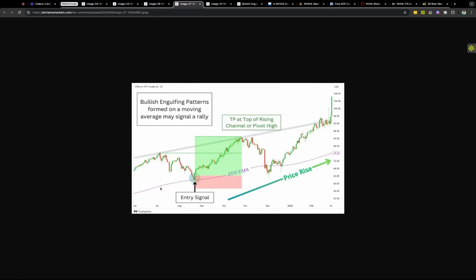Yes, so this is an example of a bullish engulfing candle with a 200 EMA, if you were to plot the EMA line on the chart, okay? So that's a bullish engulfing, and then it goes up, and yep. So this is a good entry signal, okay?